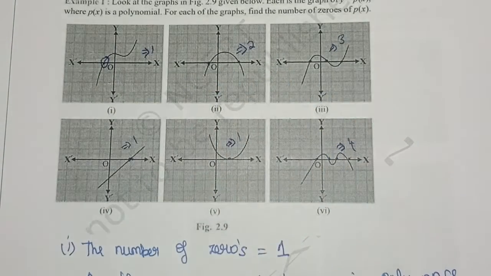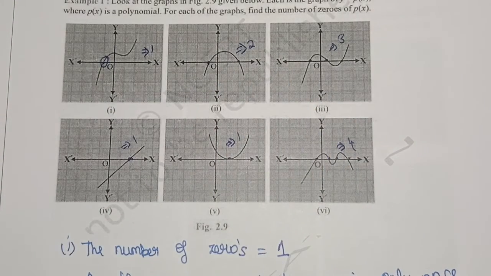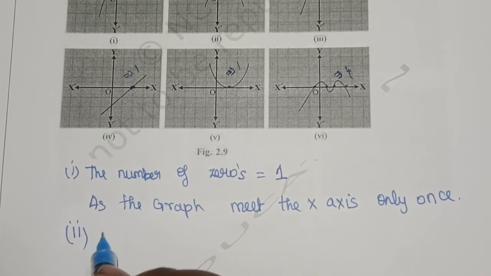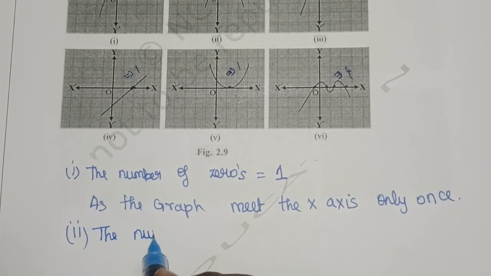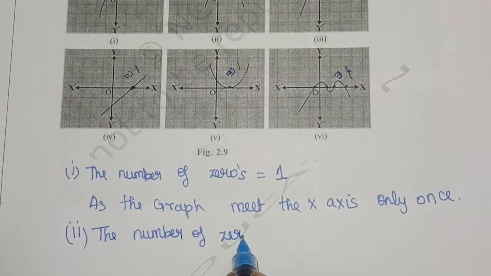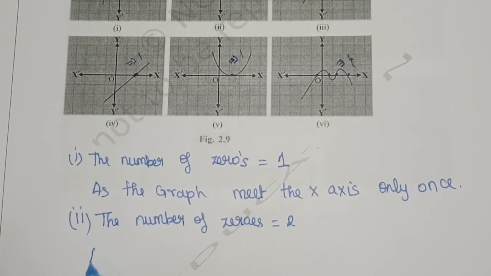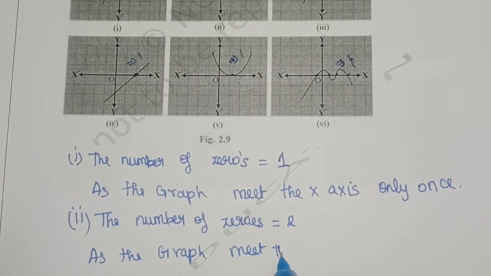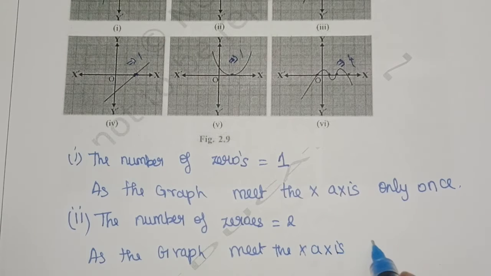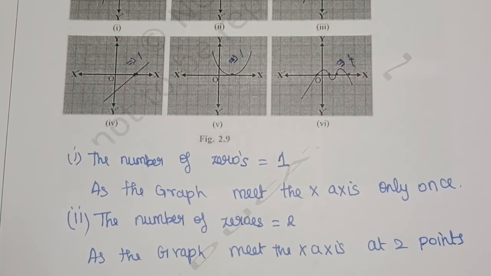Answer 2. Correct? Therefore, the number of zeros is equal to 2, as the graph meets the x-axis at 2 points. Okay.